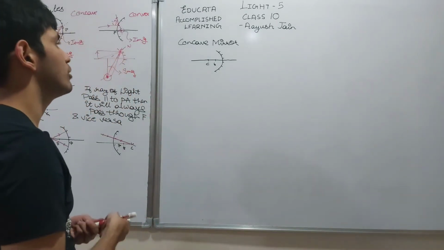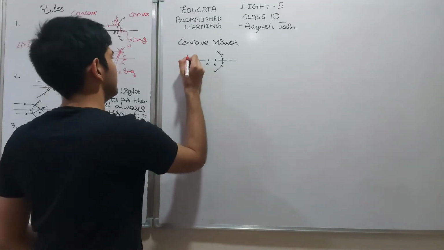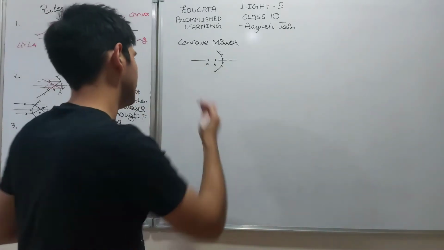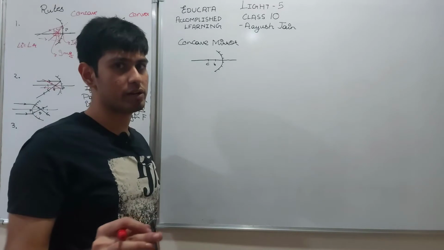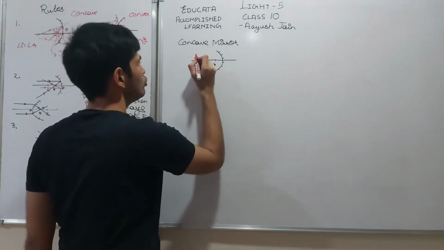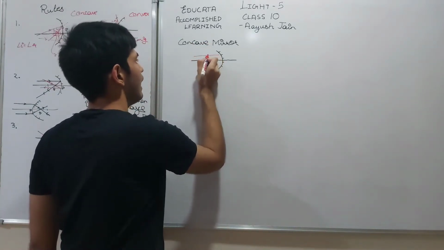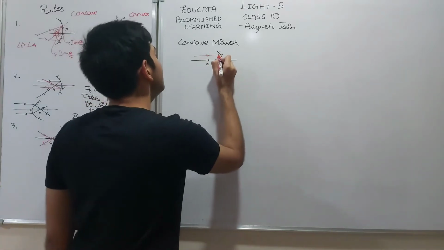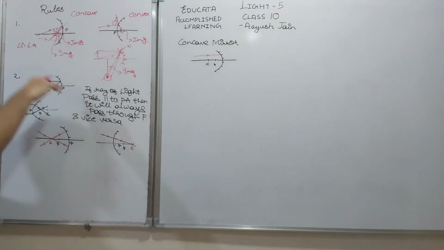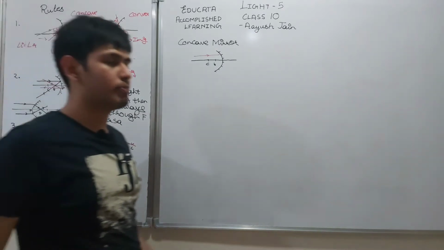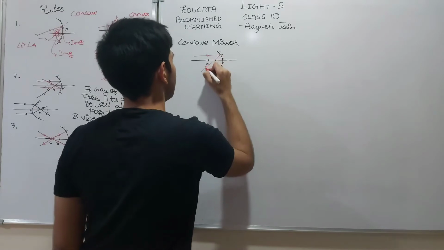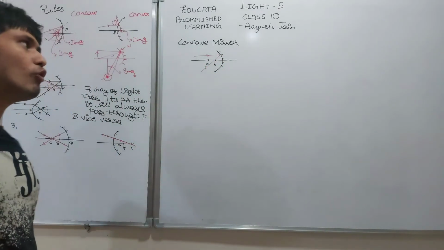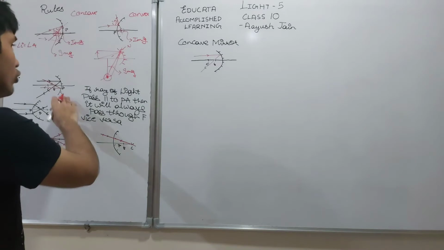What to do in that particular case? Suppose that the object is present at infinity, we do not know where it is. It may be here, in Agra, in Delhi, in Mumbai. Where it is placed, we do not know. So what we have to do is draw this line which is parallel to the principal axis, and we have learned that the ray of light passing parallel to the principal axis will always pass through the focus, something like this. So the second rule was used.